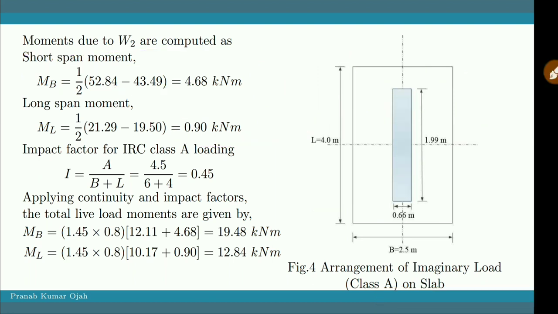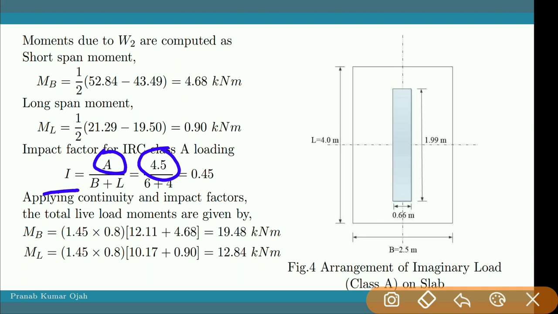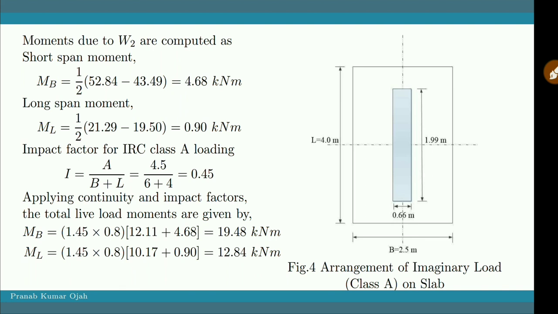Now as these are live loads, we have to consider impact and continuity factor. As these loads are moving loads moving over the deck slab, it will have some impact of loading. So what is the formula? This impact factor I equal to A divided by B plus L. What is the A? It is some constant whose value is 4.5 for RCC, and the value of B, that is also constant, is 6 for RCC. So A and B are constant, and L is 4 meter. The span is 4 meter in this case. So impact factor comes out as 0.45.